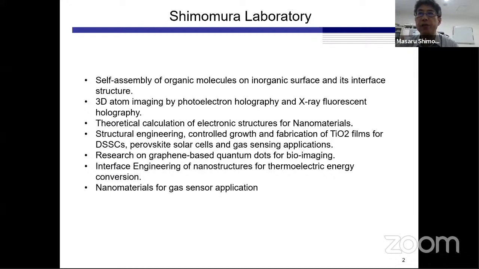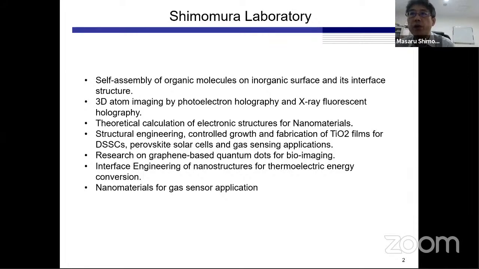Before explaining the XPS, I want to show my laboratory research topics. In my laboratory, we are doing the following researches. One is self-assembly of organic molecules on inorganic surface and its interface structure, and 3D atom imaging by photoelectron holography and X-ray fluorescent holography, and also theoretical calculation of electronic structure for nanomaterials and structural engineering and controlled growth and fabrication of titanium dioxide films for DSSC and also perovskite solar cells and gas sensing applications, and research on graphene-based quantum dots for bioimaging.